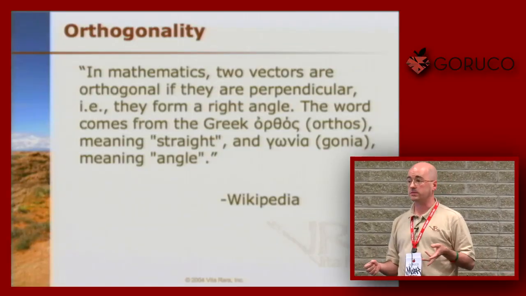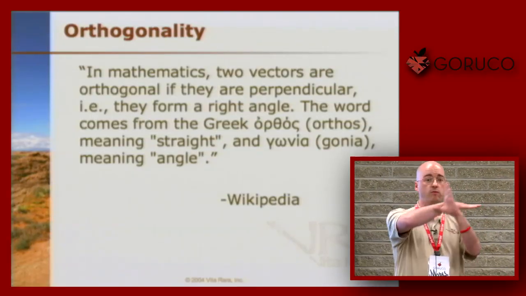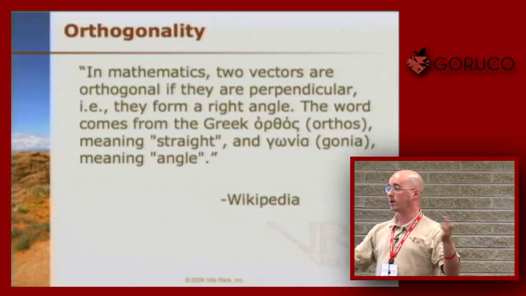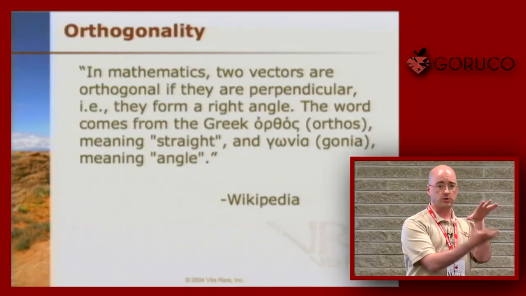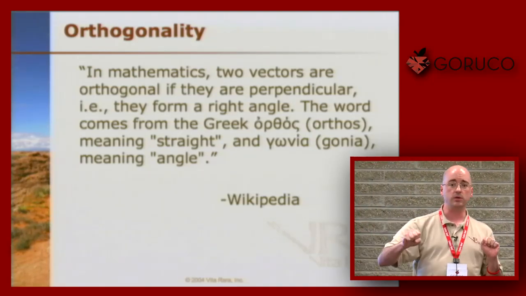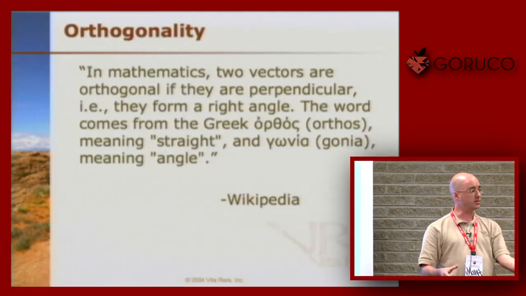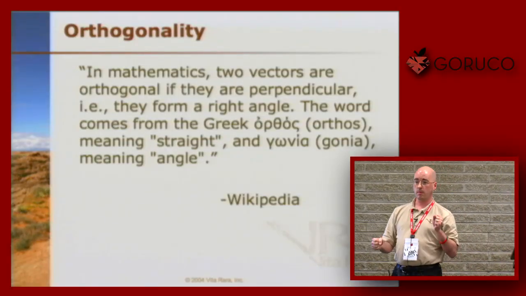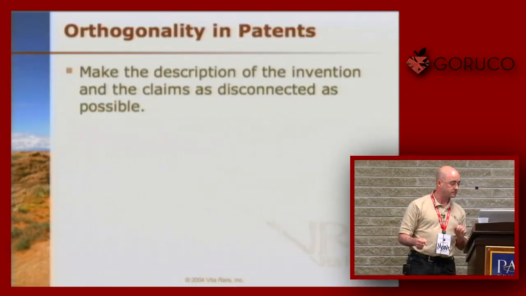Orthogonality. In mathematics, orthogonality is when you have 2 lines that are at a 90-degree angle so that you can move one without affecting the other. We think of it in software as that we want to program to interfaces, we want to have single responsibilities, we want to be able to take out one component and put another in as long as it has the contract of the interface, that everything else that depends on it shouldn't matter. Well, orthogonality in patents is what's killing us today.